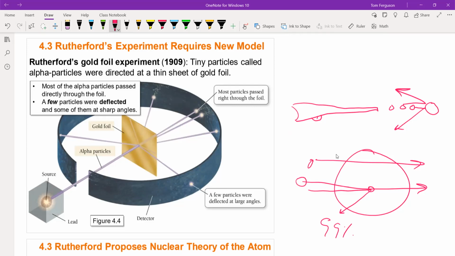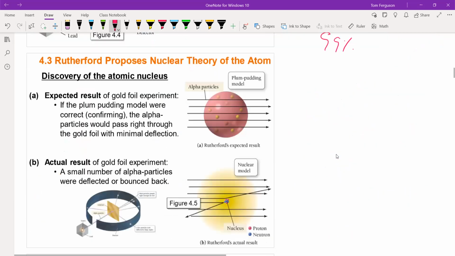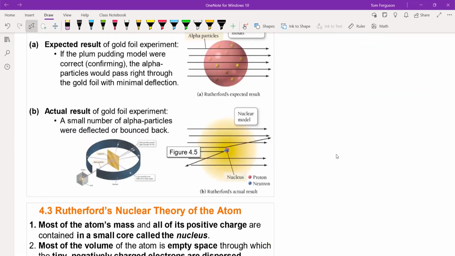And he came up with the idea that because 1% bounced, there was a small, extremely dense nucleus in the middle. And that 1% of the particles that went through and bounced, that's what they were bouncing off of, that nucleus. So Rutherford discovered the nucleus. It was very unpopular, however.